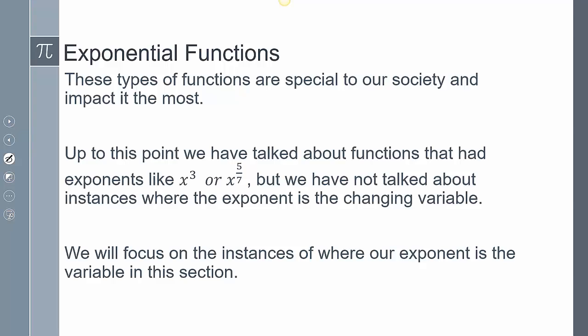Now, up to this point, we've talked about functions that had exponents, right? I'm using this term, exponential functions, but they are similar to like x to the third or x to the 5/7. But we haven't actually talked about instances where my exponent itself is the variable, like a to the x power, right? That's different. So what we're going to be doing is focusing on those instances where our exponent is actually going to be the variable.